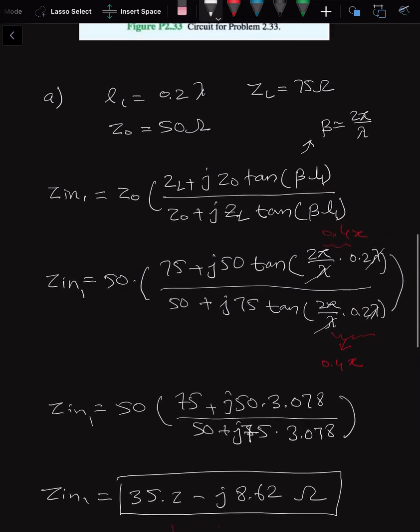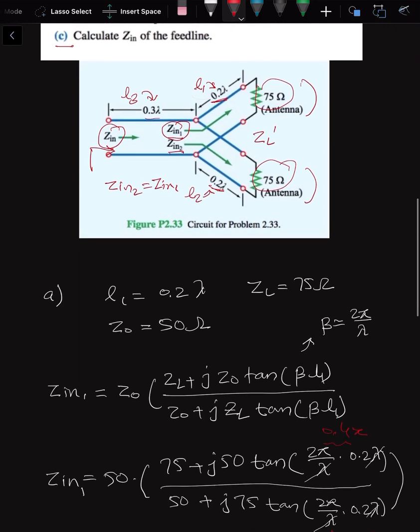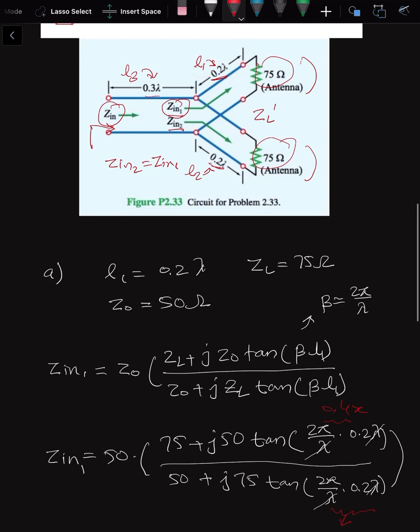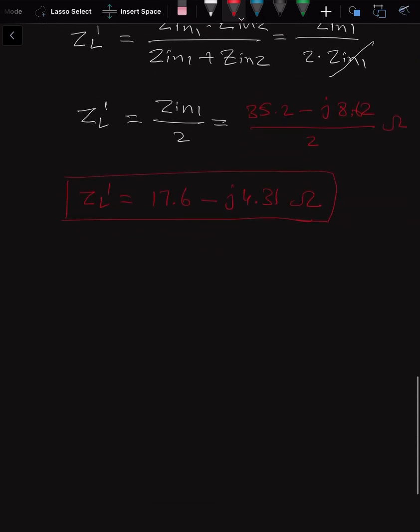Now in part C, it's asking to calculate the whole Zin looking into the circuit. When you look at the circuit from this point, what's the input impedance? We need to take into account that the transmission line length is different in here. It is 0.3 lambda. So let's calculate part C.